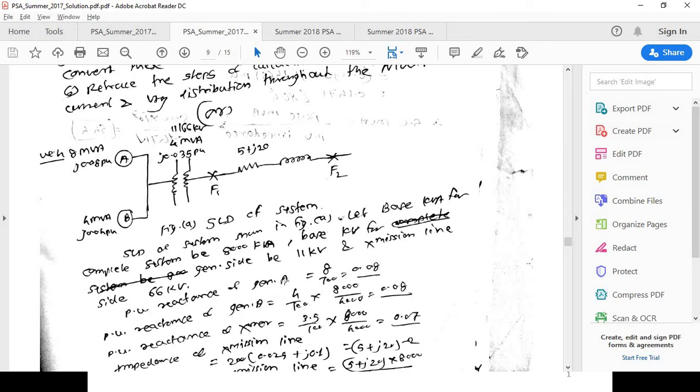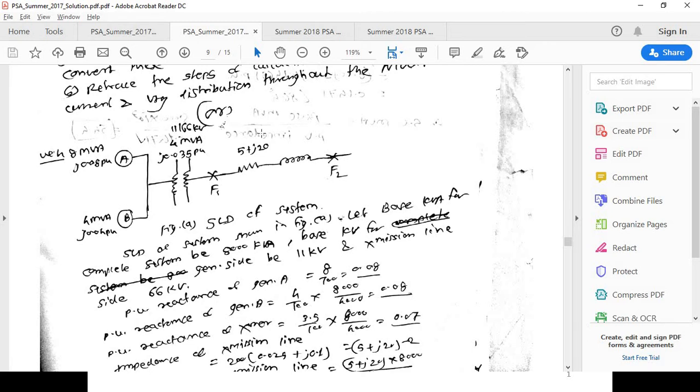So per unit reactance of generator A is 8 upon 100, that is 0.08 per unit. Then per unit reactance of generator B is 4 upon 100 into 8000 upon 4000, because here 8000 is the new base value of power and 4000 is the original base value of power. So it will be 0.08. Now per unit reactance of the transformer is 3.5 upon 100 into 8000 upon 4000, that is 0.07.